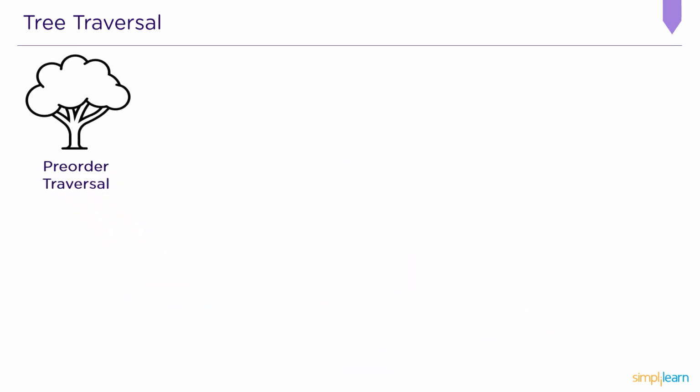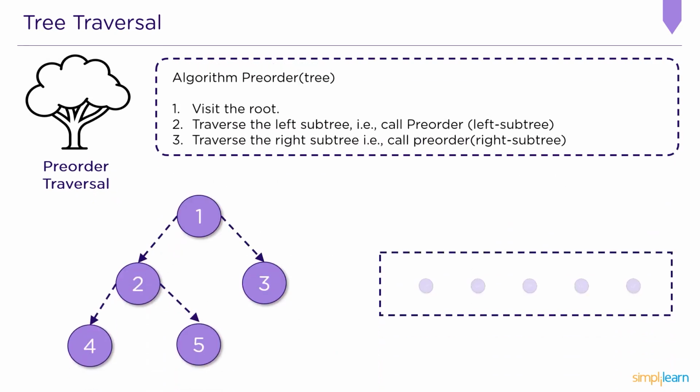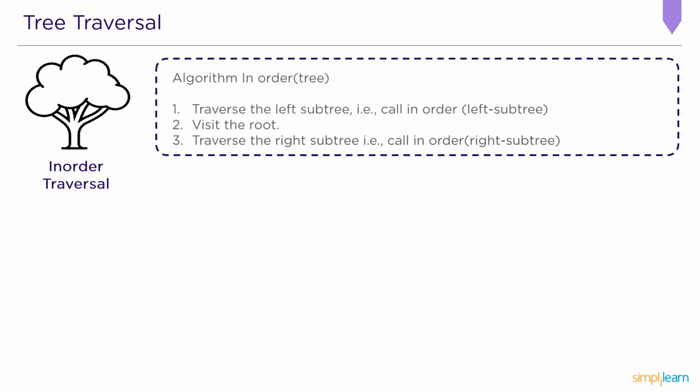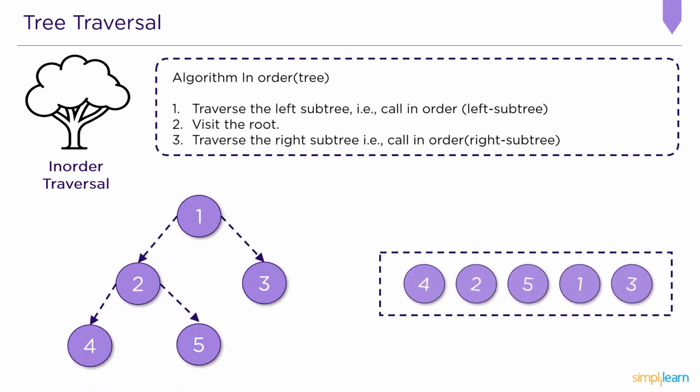For example, in pre-order traversal, we first visit the root node, then the left subtree, and finally the right subtree. For a better understanding, consider the following example of pre-order traversal. Next, we have the in-order traversal, which means that in this type of traversal, we first traverse the left subtree, then the root node, and finally the right subtree. So for a better understanding, here is an example for in-order traversal.